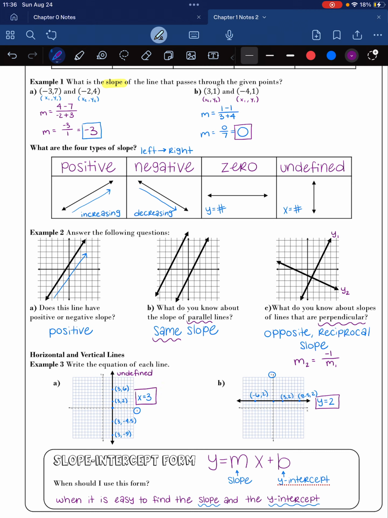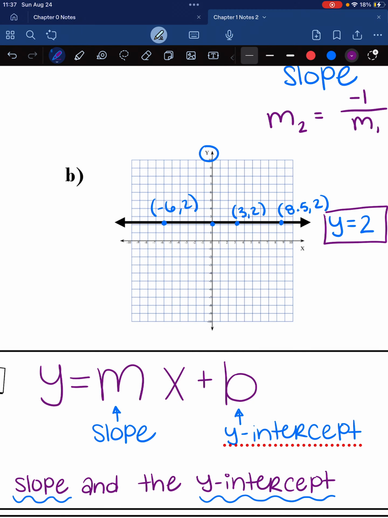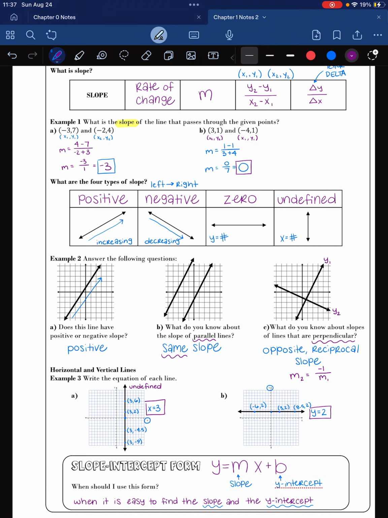Beautiful. Okay, so that leads us, now that we've talked about slope, that leads us into slope-intercept form. So slope-intercept form of a line is going to be a version of our parent function with some transformations. Okay, and those transformations are going to be changing it based on the slope and changing it based on the y-intercept. So we're going to use m for slope and b for y-intercept.